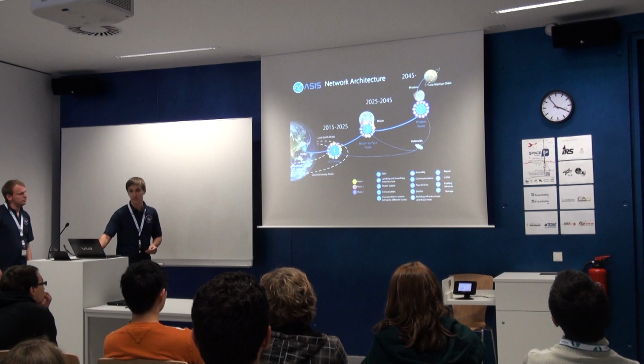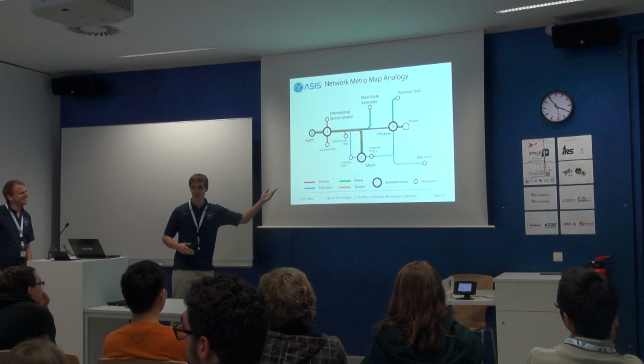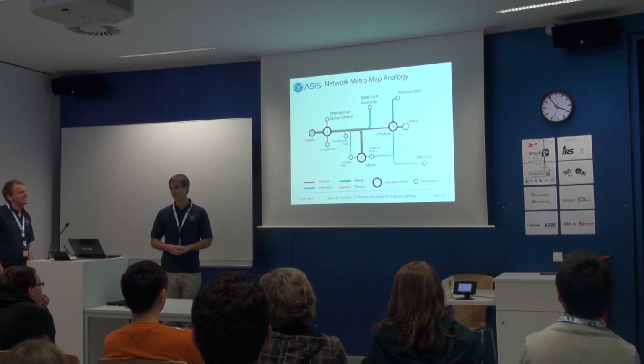Another analogy, since Graeme was mentioning a lot of transportation networks, is the metro map analogy. So here you can easily see, I mean it's easier than the Stuttgart one. So you can see different services and also different destinations with our nodes included, of course.